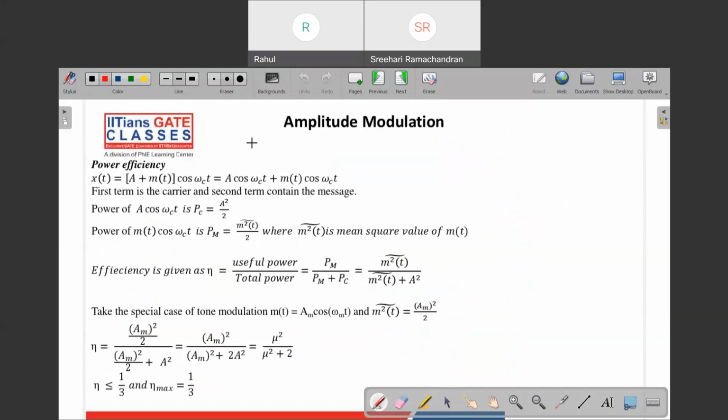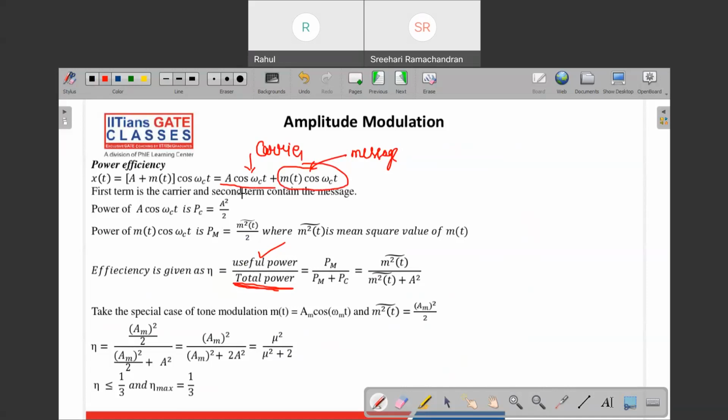Okay. Next is about the power efficiency. So the power efficiency is given as the power that we are using in the message term divided by the total power. The power that we are using in the message term, we call it the useful power. Total power is the carrier power plus the useful power. If you see this AM signal, this term A cos omega ct we call the carrier term, and this we call the message term or useful term, because this is the term which contains the message. This term doesn't contain the message.